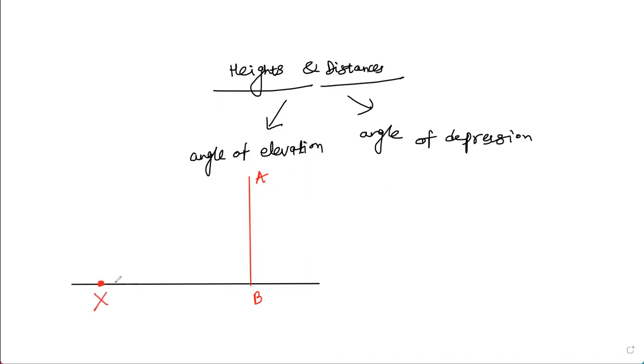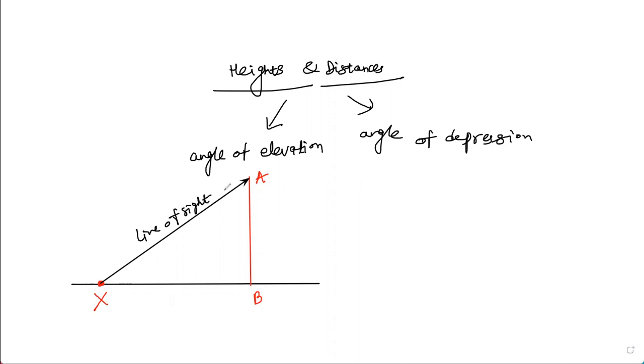Now, if I consider that a person who is standing at the location X is watching the top of the building, then obviously that person is going to see the top of the building in this way. So along this line, that person is going to see the top of the building. This line along which a particular person is watching the top of the building is called the line of sight.